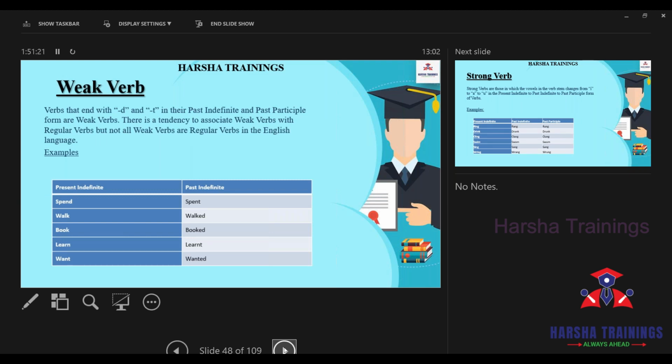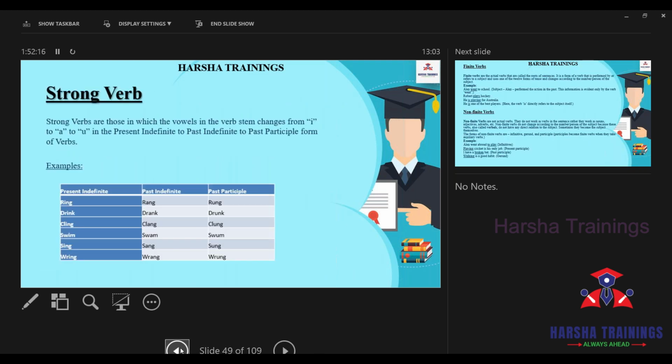Now we have weak verbs also. Weak verbs end with D or T, for example, spend, right? It is ending with D. That becomes a weak verb. There is a tendency to associate weak verbs with regular verbs, but not all weak verbs are regular verbs. Just don't try to go into detail. You'll get confused. Any verb that ends with D and T. For example, D changes to T. Spend becomes spent. Walk, walked. Book, booked. Learn, learnt. Want, wanted, right? Anything that ends with T and D becomes a weak verb, okay?